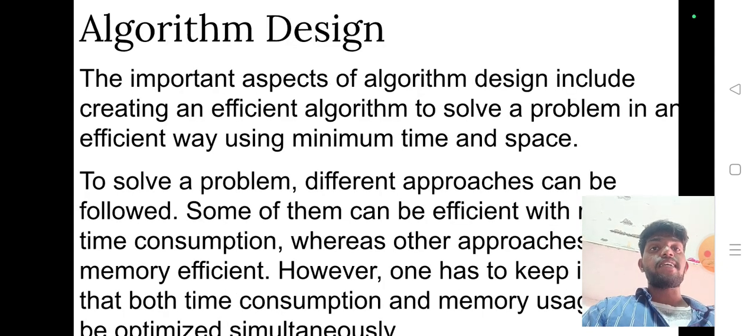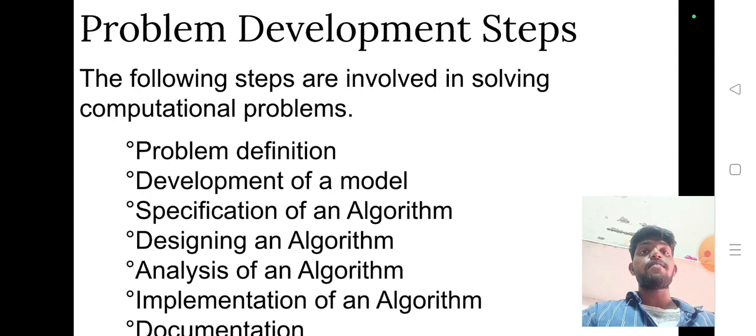Algorithm design. The important aspects of algorithm design include creating an efficient algorithm to solve a problem in an efficient way using minimum time and space. To solve a problem, different approaches can be followed. Some of them can be efficient with time consumption, whereas other approaches are memory efficient. However, one has to keep in mind that both time consumption and memory usage should be optimized simultaneously.